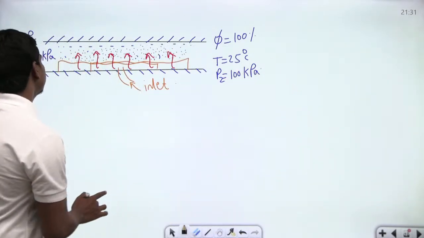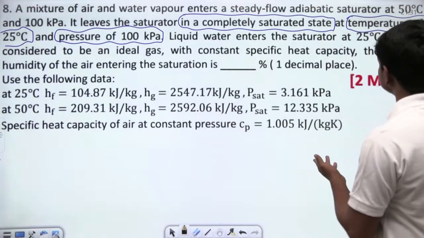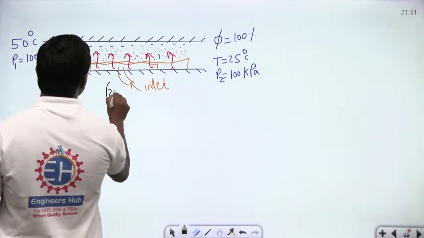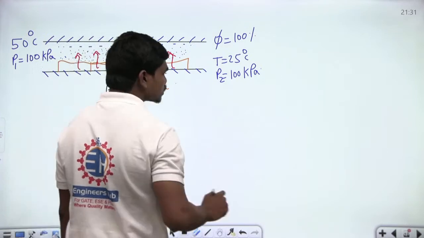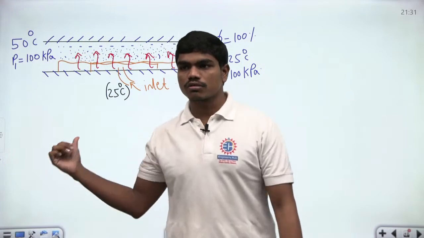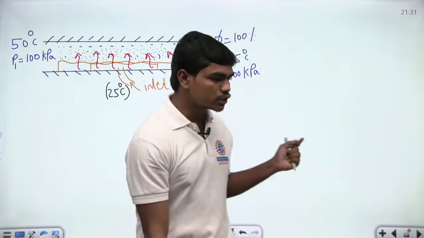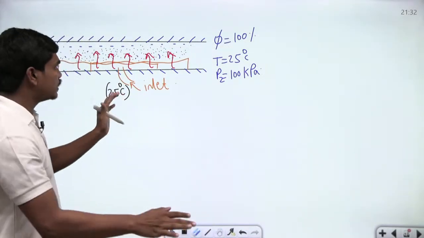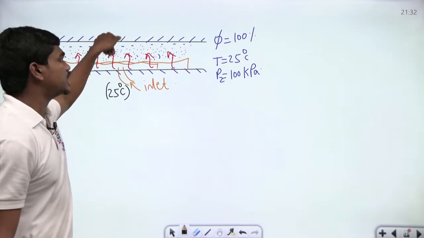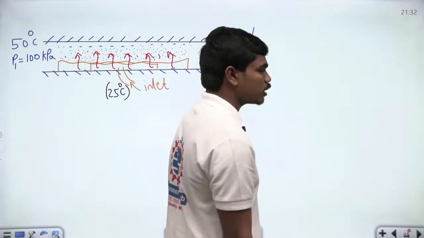Now this is the situation. What are they asking you for now? Liquid water enters the saturator at 25 degrees Celsius, and generally we maintain the backup water also at 25 degrees Celsius. Can you tell me what happens if this is not 25? Generally we maintain that both these temperatures will be the same, because if one is at a higher or lower temperature, there will be heat transfer between these two substances. Since this is an adiabatic saturator, there should not be any heat interaction, so both have to be at the same temperature.